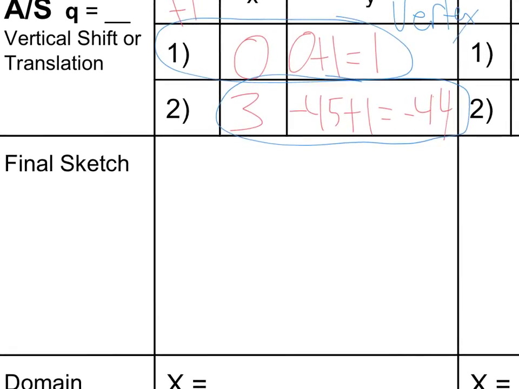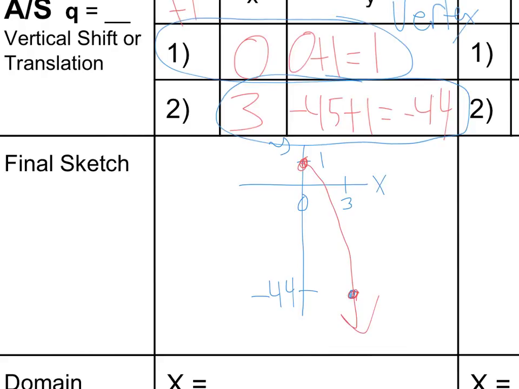Okay, I need to make a final sketch. So what should my sketch look like? Well, I know the highest I go is 1, and the lowest I'm going is negative 44, right? So I'm looking at those y values. So I probably should set up my graph something like this with x and y. I know that an ordered pair is 0 and 1. Another ordered pair is 3, and then down negative 44. There's another ordered pair. Let me put those in red so you can see it a little bit better. The first one is at the vertex. So it goes like that. By symmetry, this one will go down like this as well.